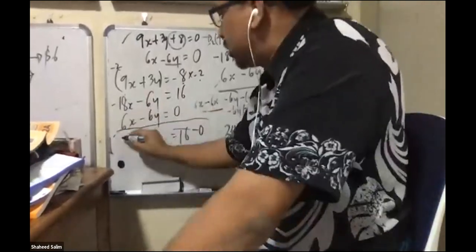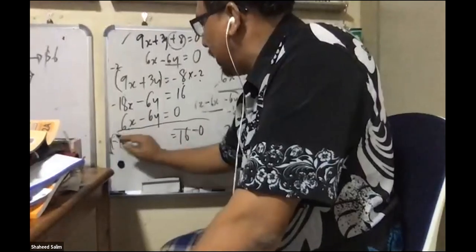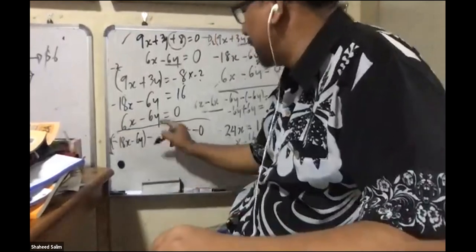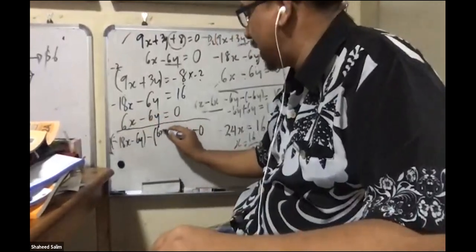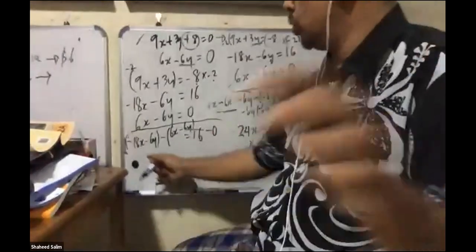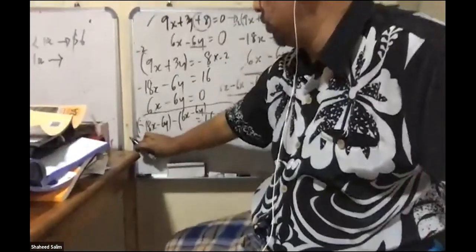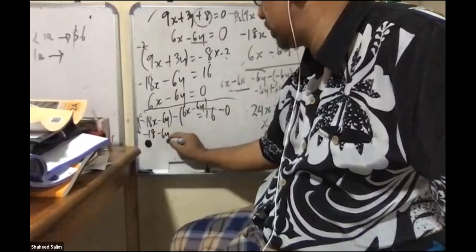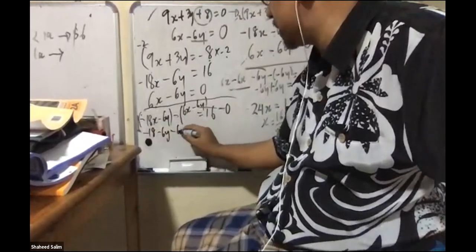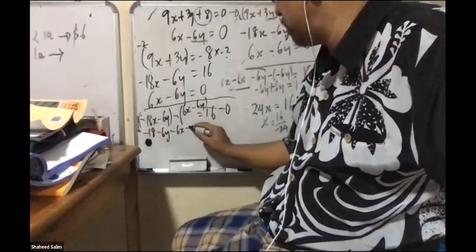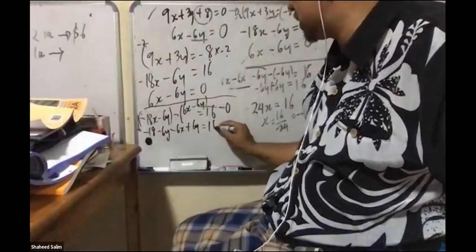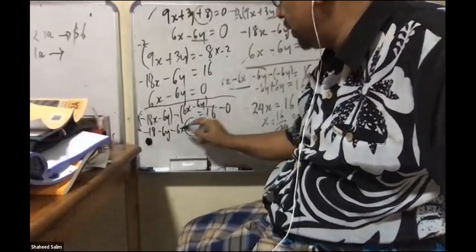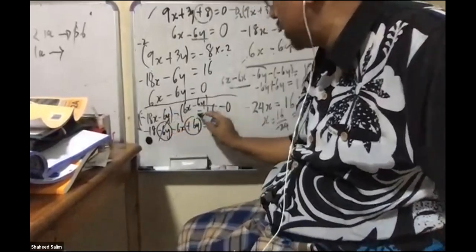We put down here, we copy this one now. Minus 18x minus 6y, minus, because we got a minus, right? Minus 6x minus 6y. Then you got to remove the bracket. Let us remove the bracket. Minus 18x minus 6y. Minus times plus, minus 6x. Minus times minus, plus 6y equals 16. 16 minus 0 is 16. Okay, you have plus 6y, you have minus 6y. You can cancel out already.